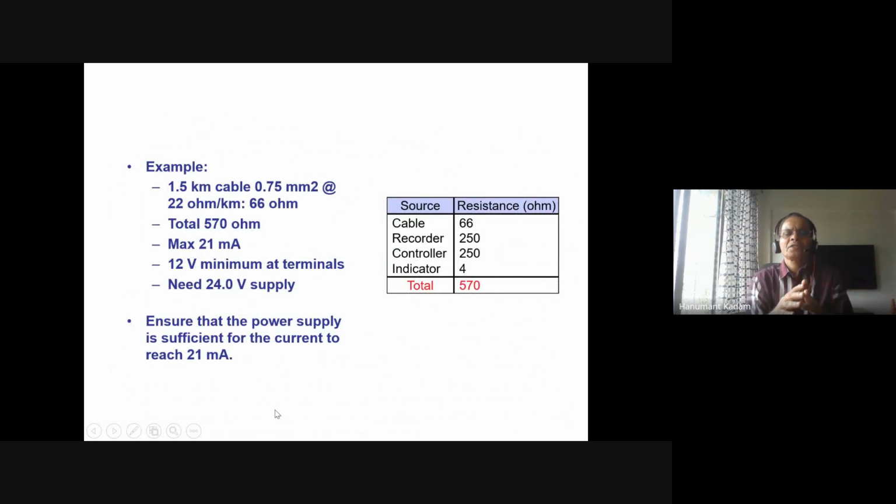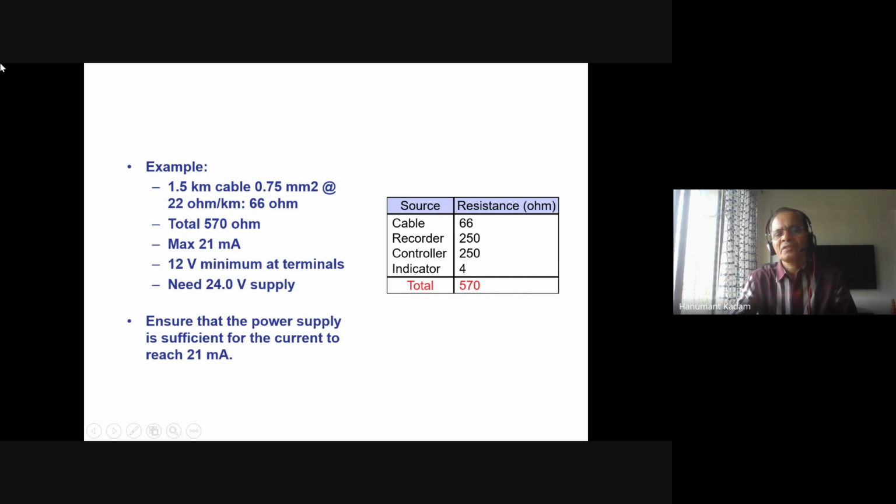So how it is calculated, you see here. For example, 1.5 kilometers of cable, 0.75 millimeters square at 22 ohms per kilometer gives a 66 ohm. Total, so here, total 570 ohm, maximum 21 milliampere and 12 volt minimum at terminals. So need 24 volt supply.